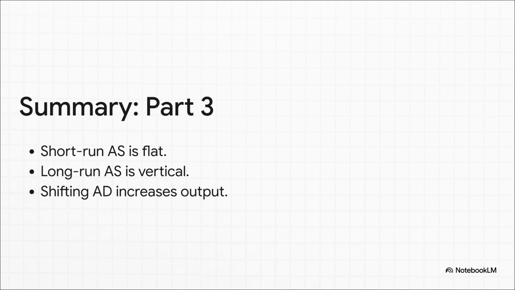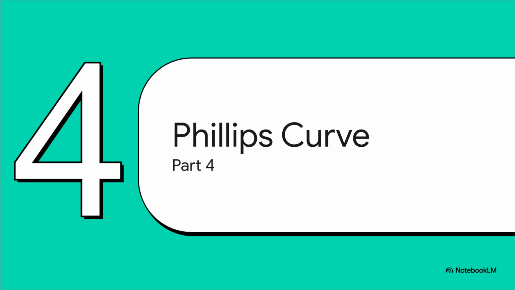This is exactly why managing the economy is so incredibly tricky. You can hit the gas pedal to escape a recession today for sure, but if you hold that pedal down too long, you're just going to overheat the engine and get runaway inflation tomorrow. Which brings us nicely to Part 4, the Phillips curve trade-off.